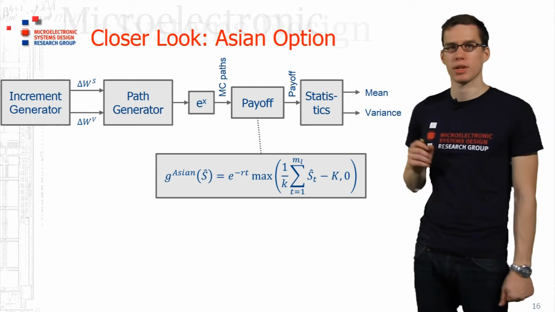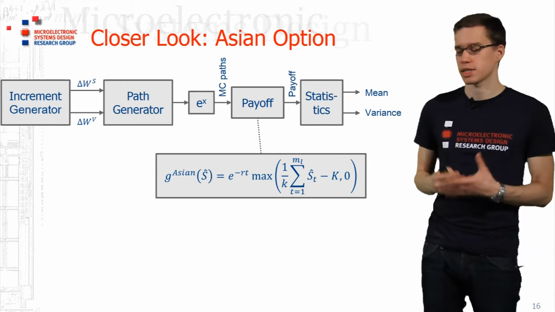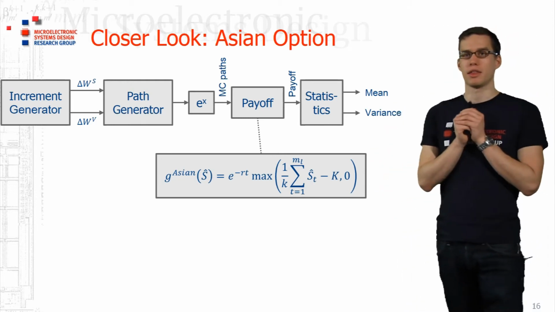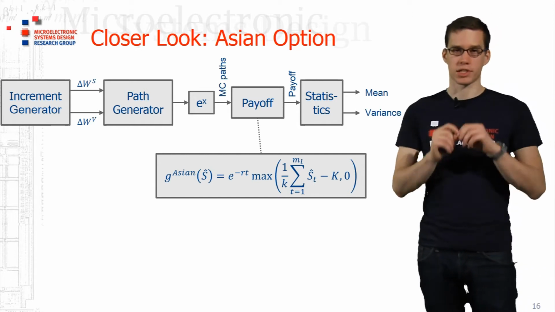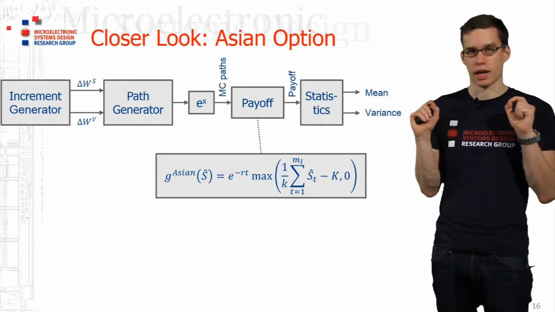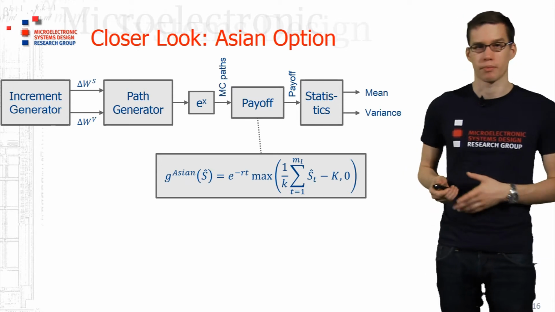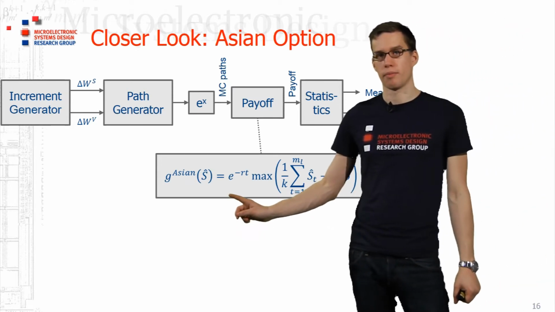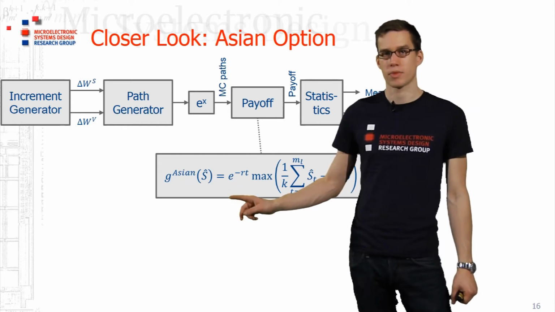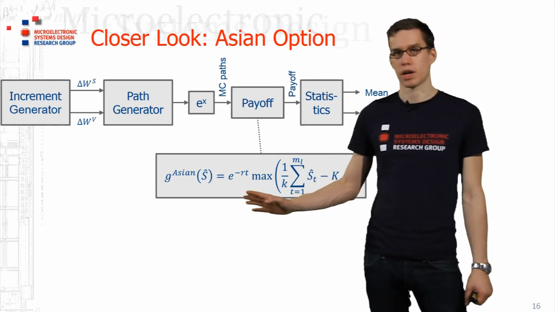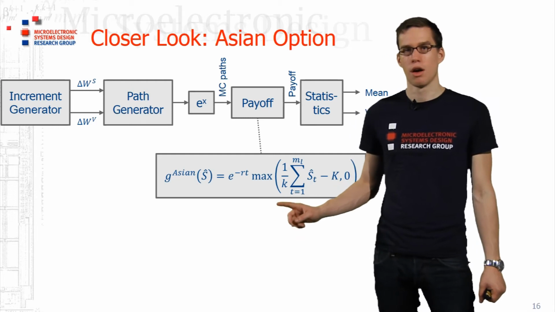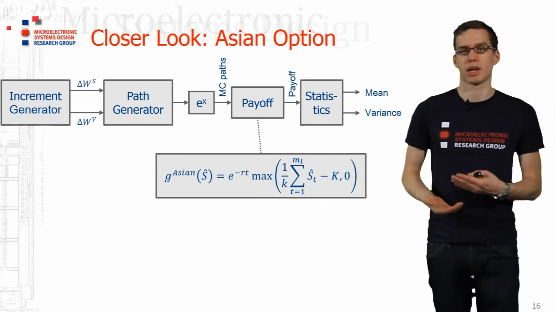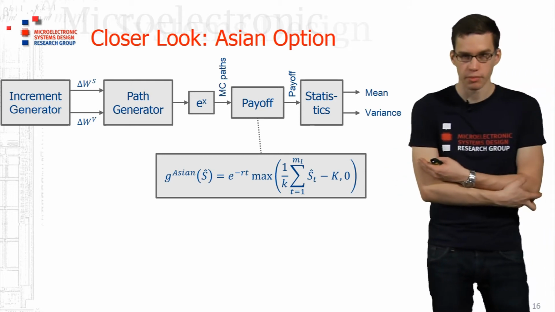And here's one example, it's the Asian option. So what is an Asian option? I told you about that before. It takes the average of the stock path, and that's basically the payoff. So that's what you see here. This is kind of the time value of money. Then it takes the maximum of the average of the stock minus the strike, and if that's bigger than 0, that's your payoff.